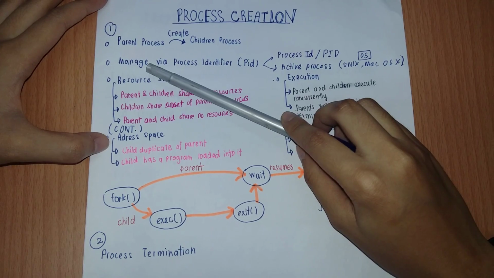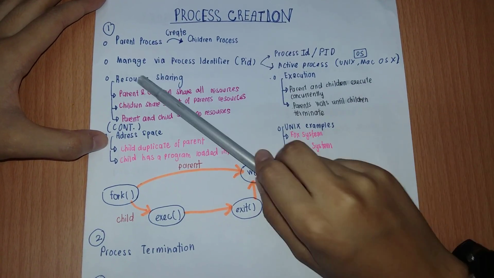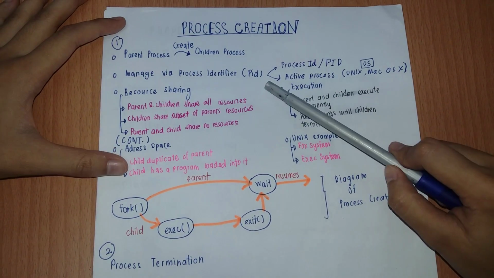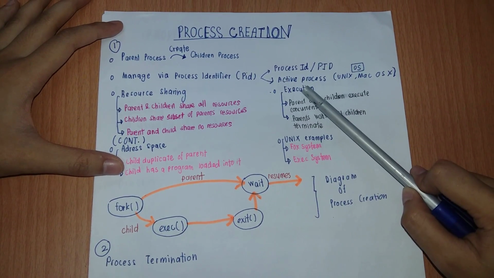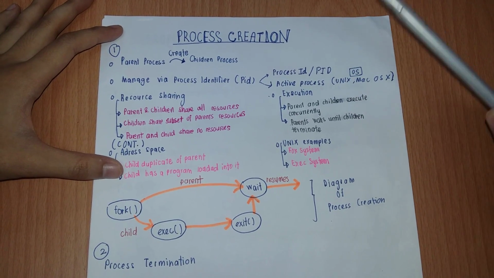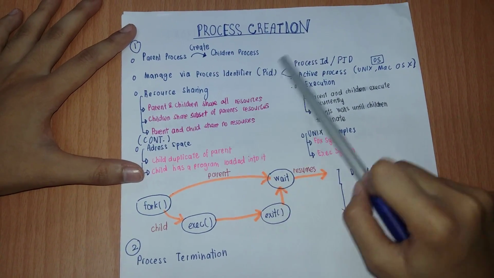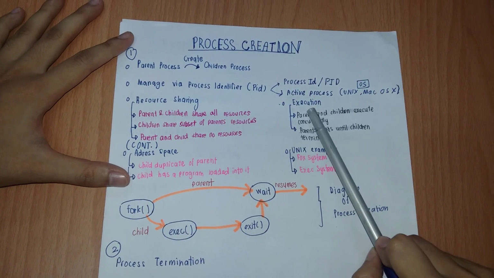Process creation is a process which creates children processes from a parent process. It is managed via a process identifier, which is the PID. We have the process ID, or PID, for an active process in Unix, Mac OS X, or another operating system. In process creation, we have two aspects, which are resource sharing and execution.